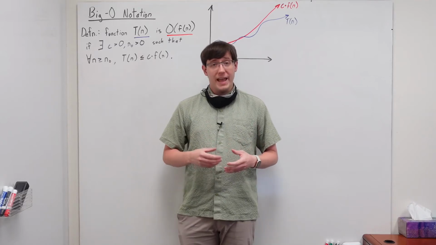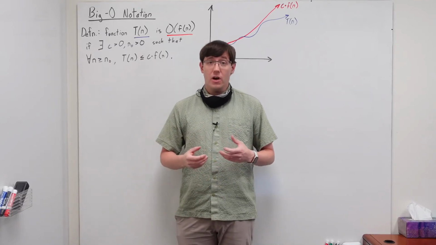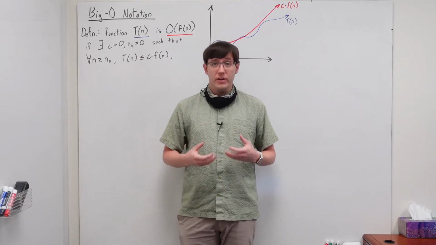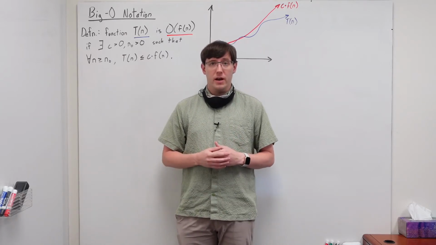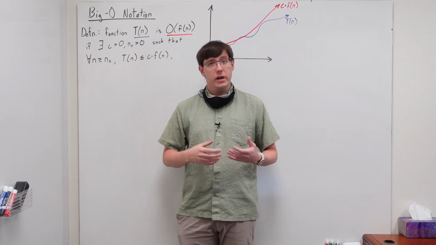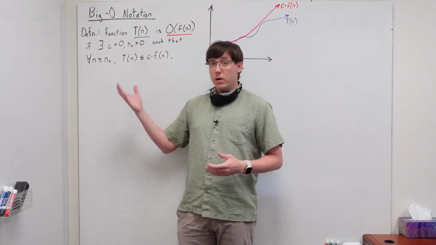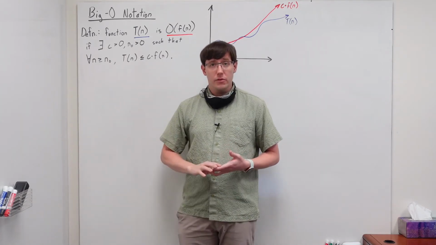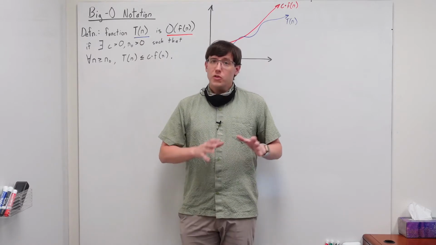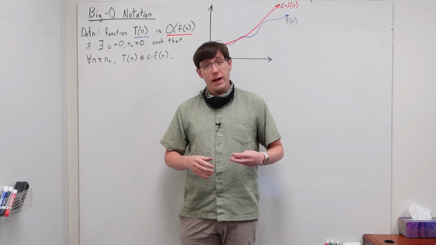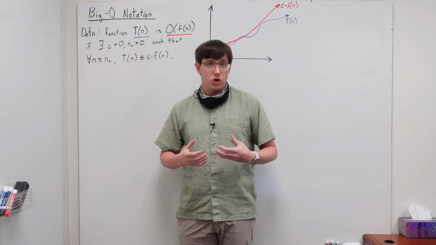A core component of analyzing algorithms is understanding their running time, and one of the most useful tools available for describing running time is big O notation, which gives us a convenient way of talking about growth rates. But when we look at the formal definition, there's no mention of algorithms or running time. Speaking formally, big O is a way to describe the growth rate of functions.